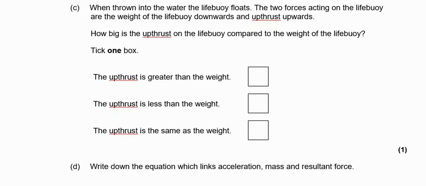Question 1c. It's important to read the question carefully and consider the situation carefully. When thrown into the water, the lifebuoy floats. The two forces acting on the lifebuoy are the weight of the lifebuoy downwards and the upthrust upwards. How big is the upthrust compared to the weight? The key idea here is that it is floating. It is not accelerating. That means that the resultant force must be zero, so therefore the upthrust is the same as the weight.